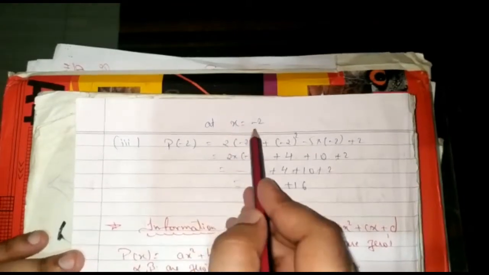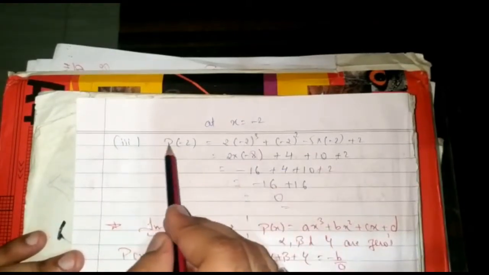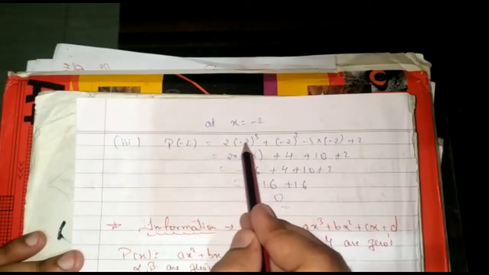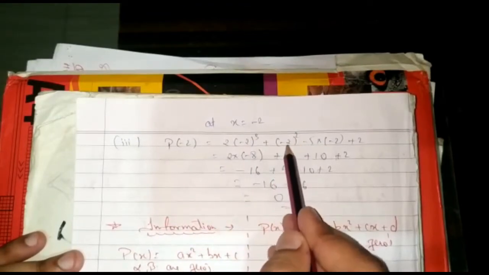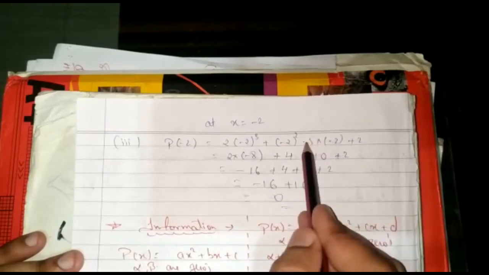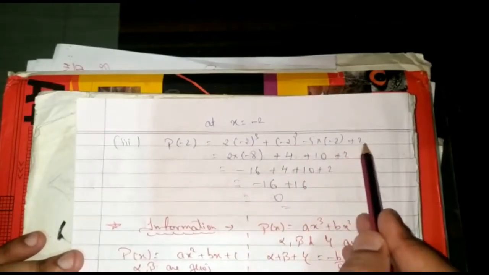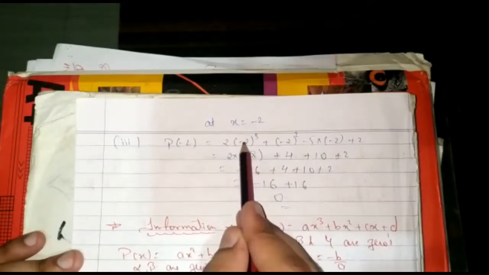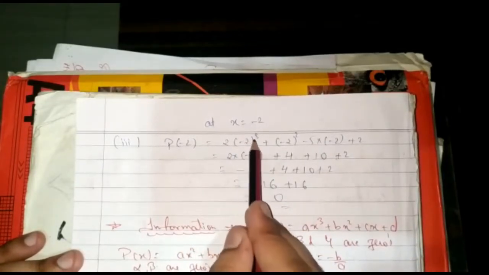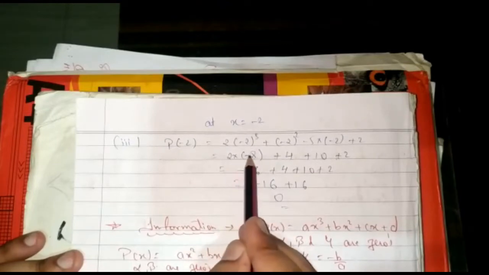Now when we put x equal to minus 2 in this polynomial, p of minus 2 will be equal to 2 into minus 2 cube, because 2x cube, plus x square, that means minus 2 square, minus 5x, that means minus 5 into minus 2, plus 2. Cube of any negative number is a negative number, and cube of 2 is 8. 2 into 2 into 2 becomes 8, minus 8.